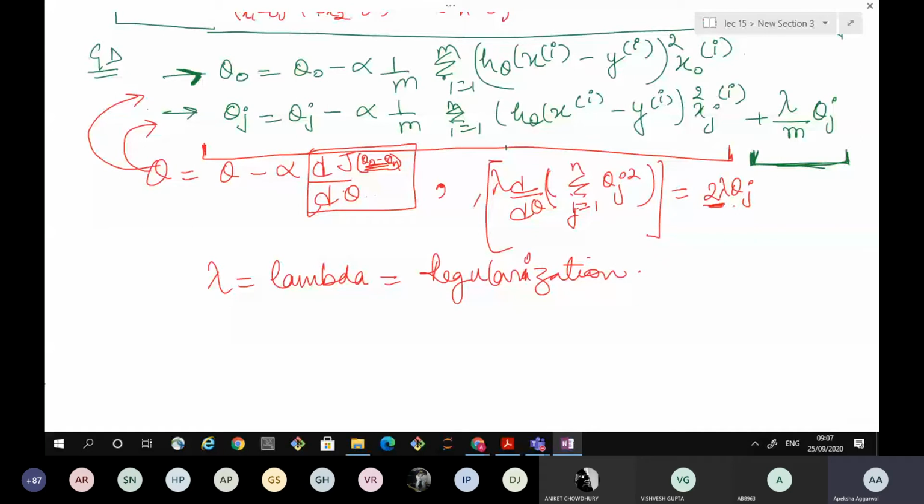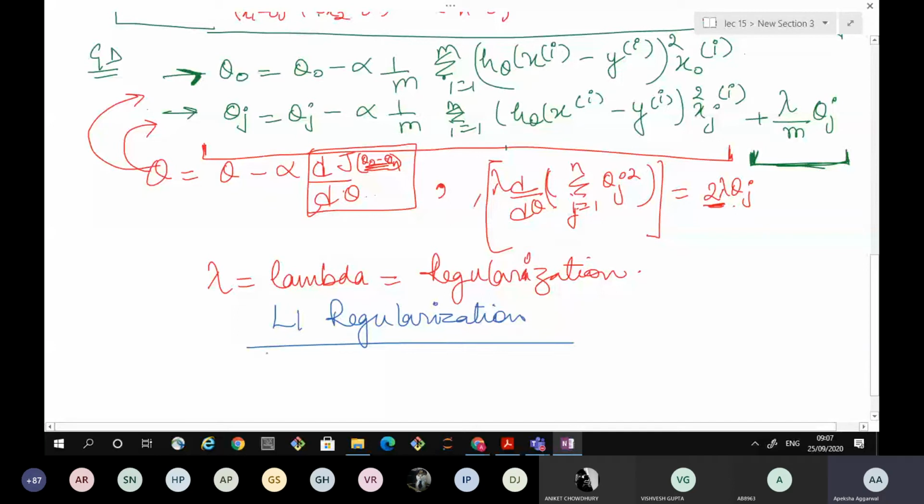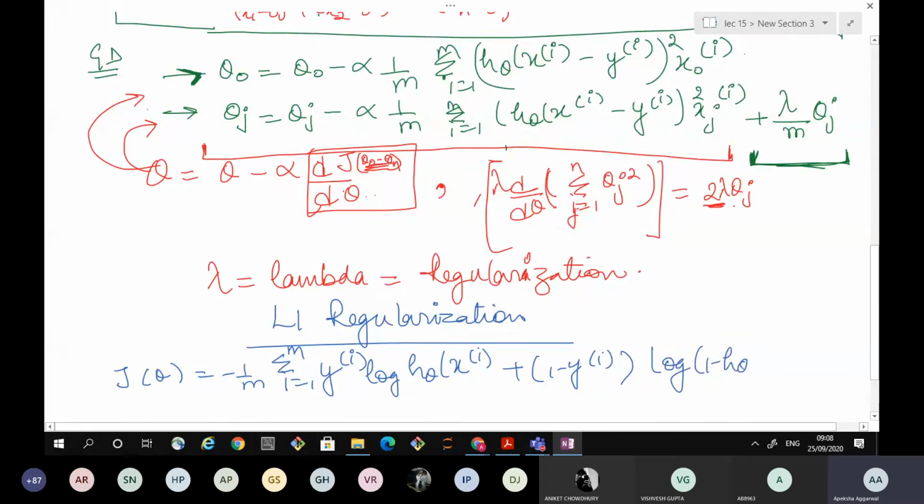I hope this regularization thing is clear to you. So for L1 regularization my equation becomes J of theta is equals to minus 1 by m sigma i is equals to 1 to m of y i log h theta x i plus 1 minus y i, this is for logistic regression, log 1 minus h theta x i. We already have this equation for logistic regression.